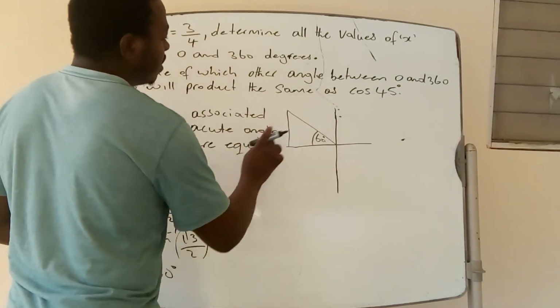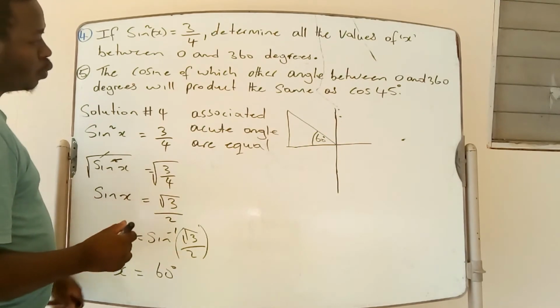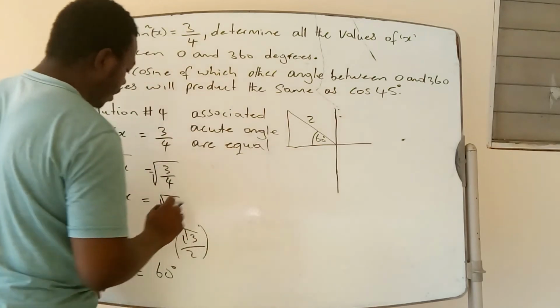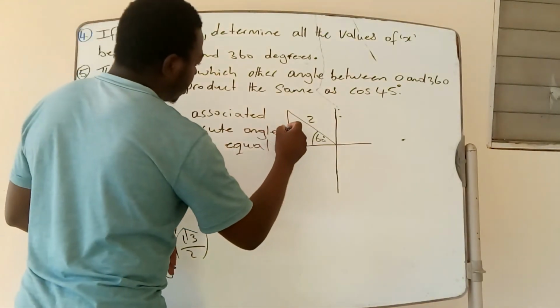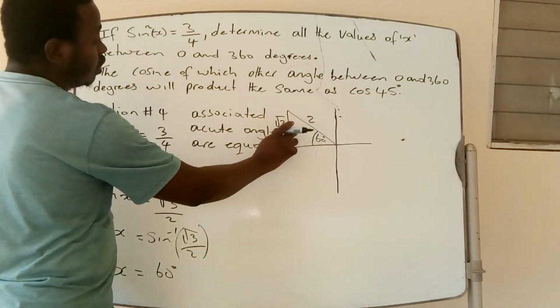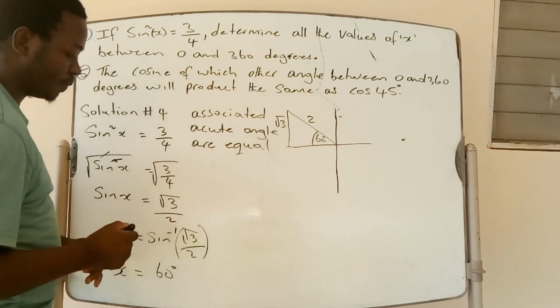If this angle is 60 degrees, where do you think 2 would be? 2 would be here on this line, which is the hypotenuse. Where do you think root 3 would be? Root 3 would be this side. So sine 60 is equal to opposite over hypotenuse, which is just root 3 over 2, right?